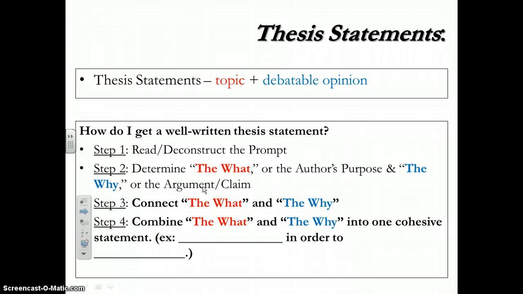I just wanted to go over the steps very quickly so that you will know what is expected in a good thesis statement. So thesis statements are always going to have two things. They're always going to have a topic, whatever it is that you've been asked to write about, and then a debatable opinion. And when I say debatable opinion, I mean something that you have seen in the work that you are trying to convince your reader of.